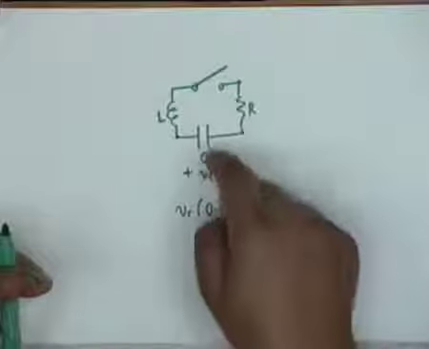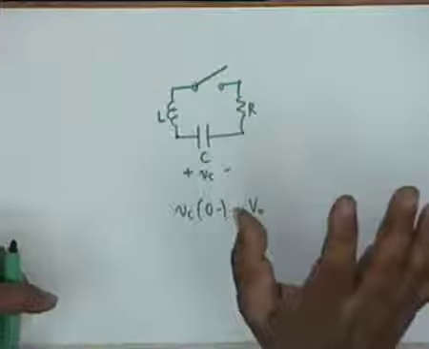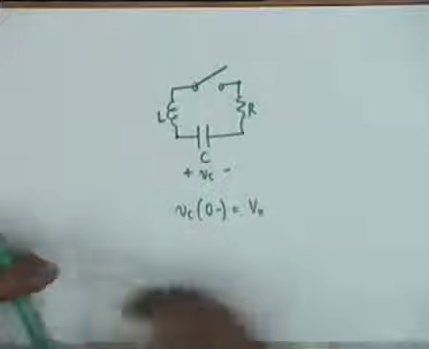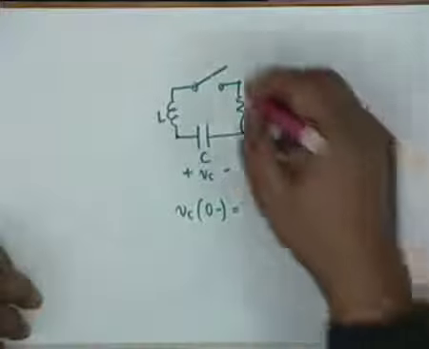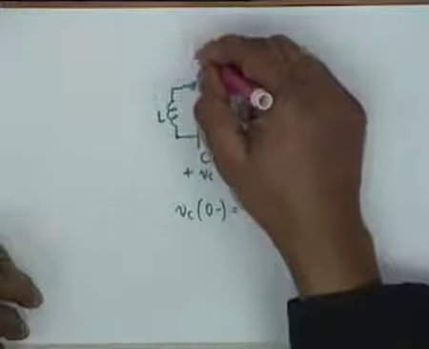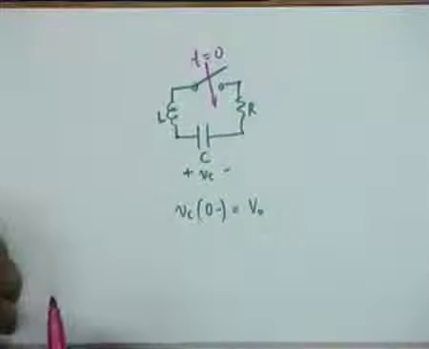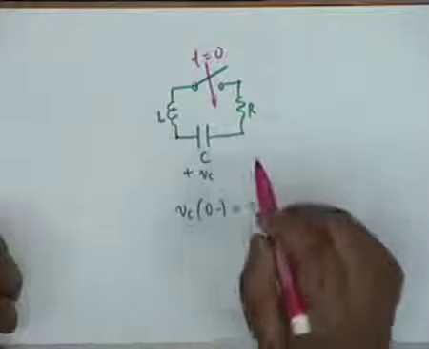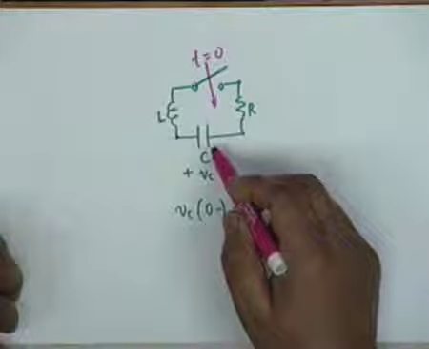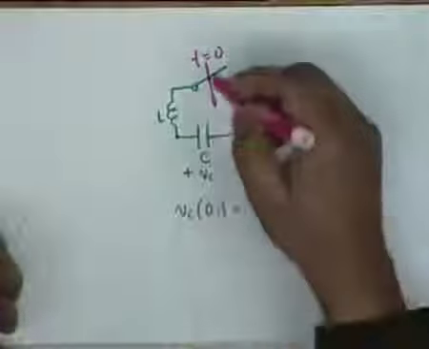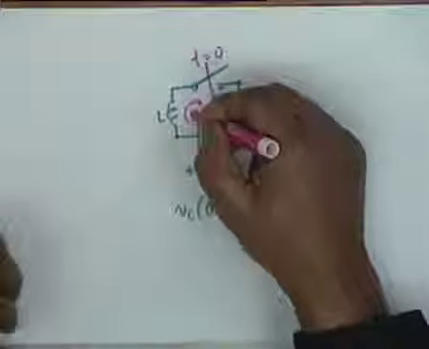If the switch is open, then the capacitor sits pretty, it doesn't have to lose charge. But suppose the switch is closed at t equal to 0. The switch is thrown into the lower position at t equal to 0. Then obviously the capacitor cannot sit pretty, it shall have to lose charge. A current shall flow like this.